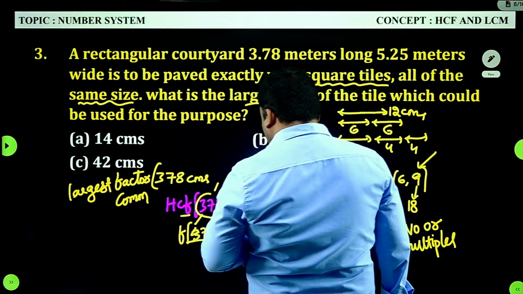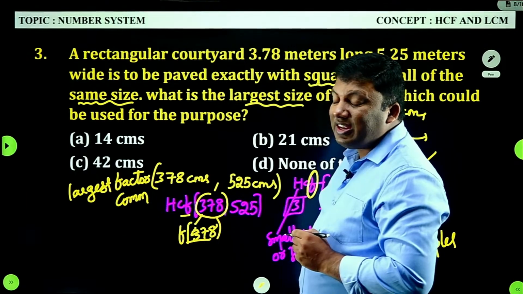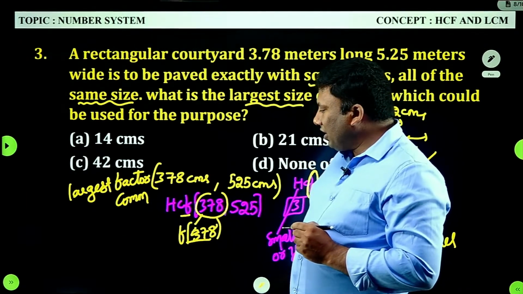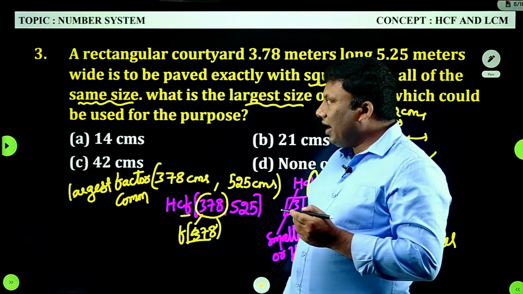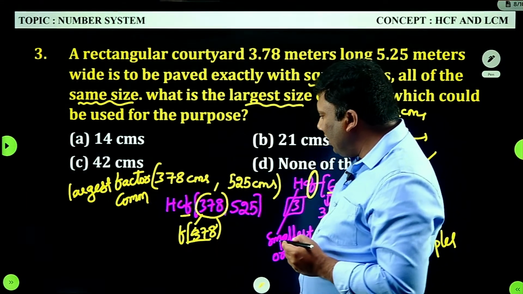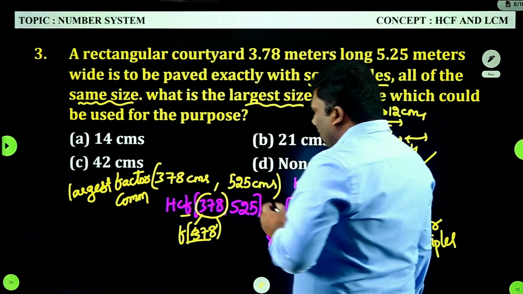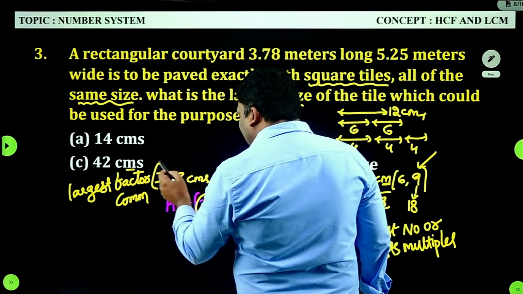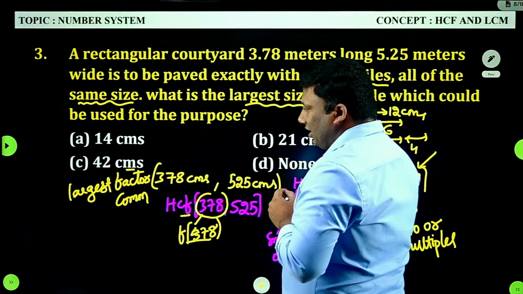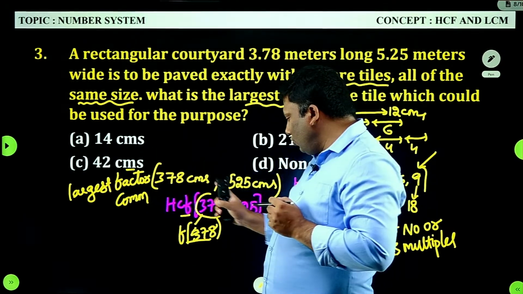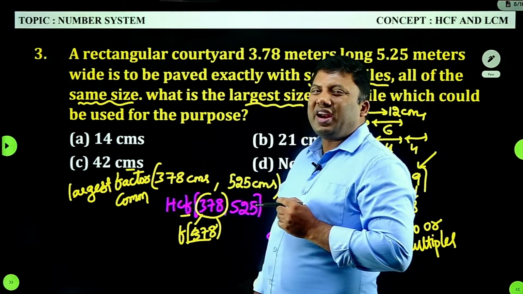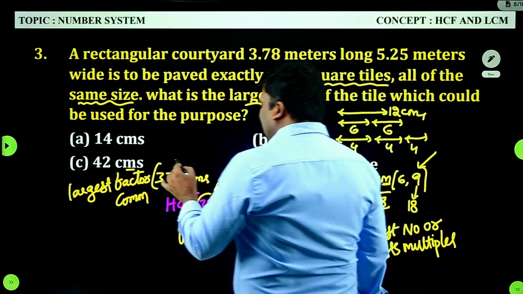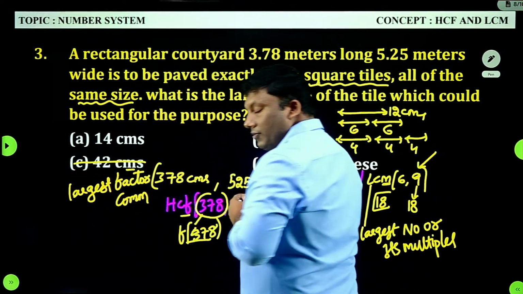Factors of 378. I said 368, sorry, 378. The answer should be a factor of 378 and it should be the largest. So the largest among 14, 21, 42 is 42. 42 9s are 378. 42 1s are 42, 42 2s are 84. No, it is not the answer.